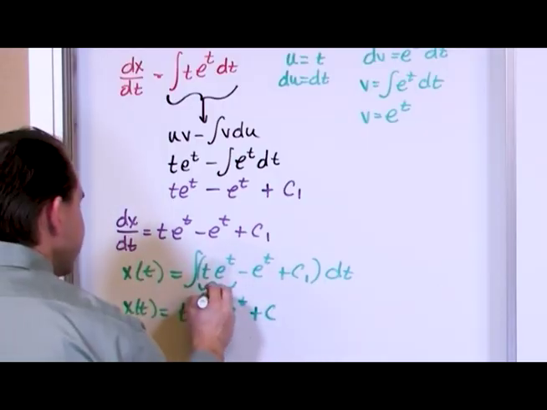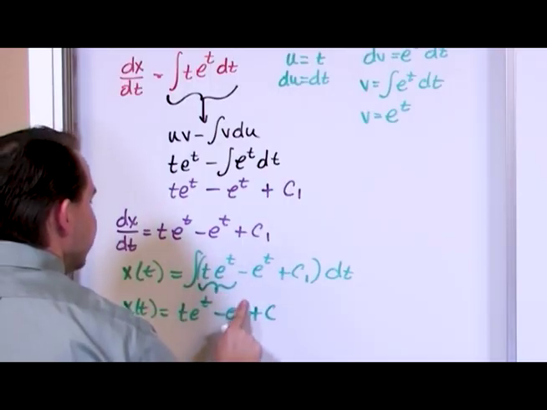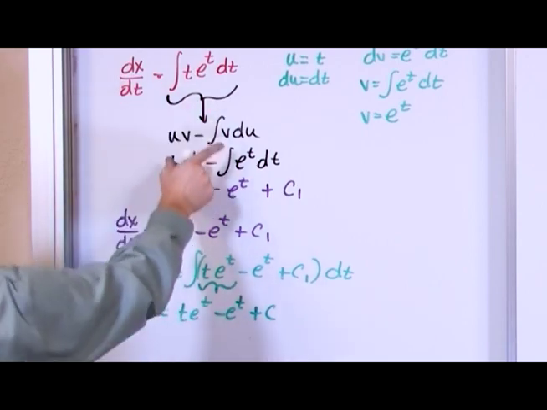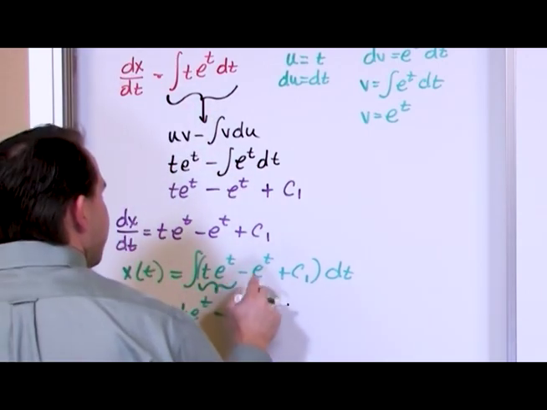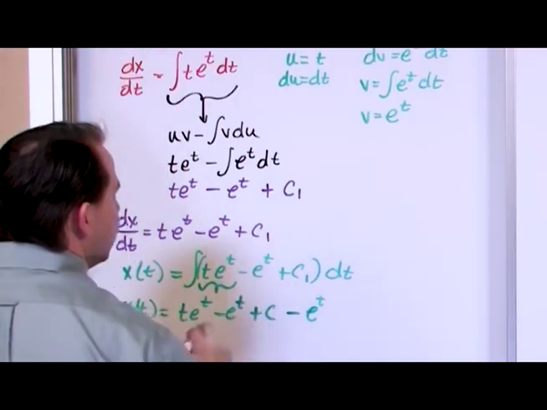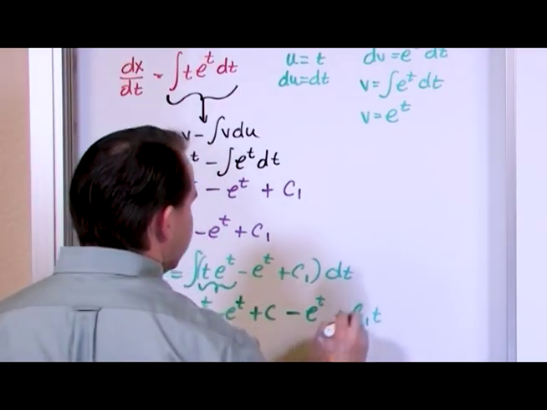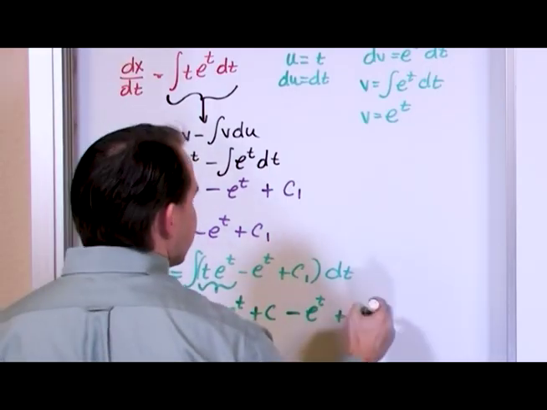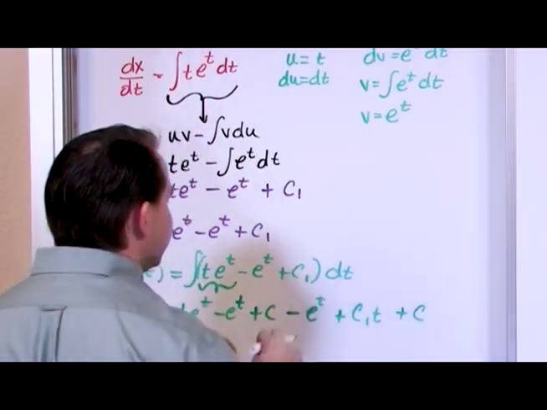So this whole thing here is the result of this little term right here, and it comes from what we did before. We just don't want to do it again if we've already done it once. Okay, now minus the integral of this term is very easy. It's just e to the t. And the integral of the last term is very easy. It's just c1 times t, right? And then we have a constant of integration from the end as well. So we'll call that c, right?